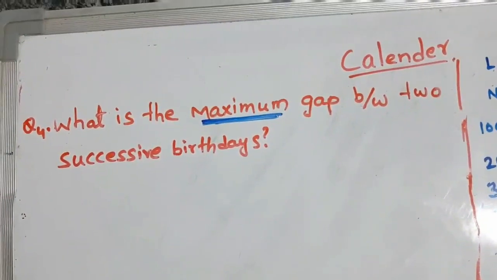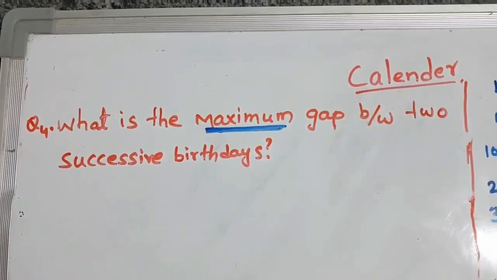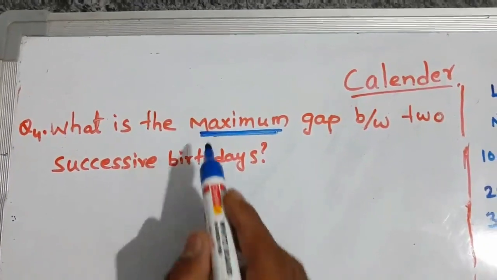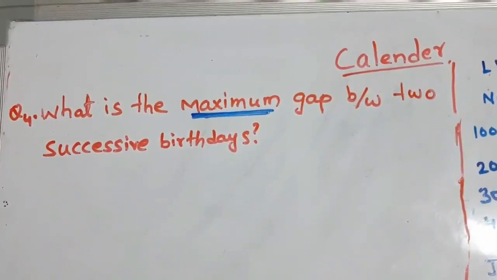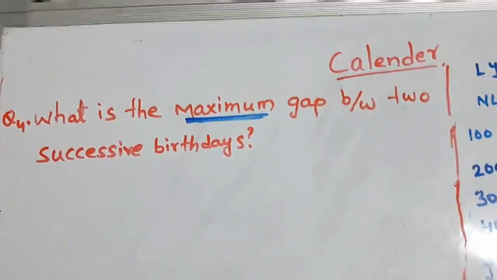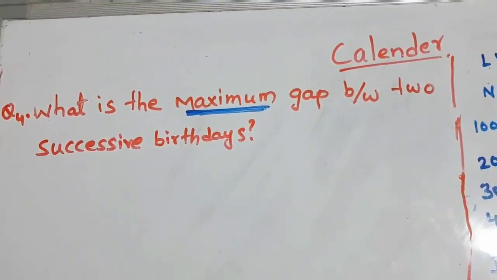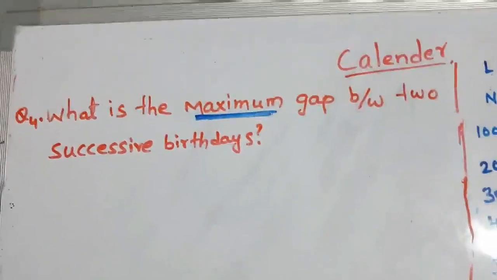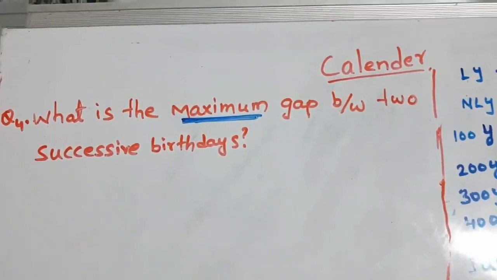Question number 4. What is the maximum gap between 2 successive birthdays? Here it is asking for the maximum gap. This is the most important question and most of the students will do it wrong. Here you pause the video and give your answer. After that you cross-check your answer with my answer.